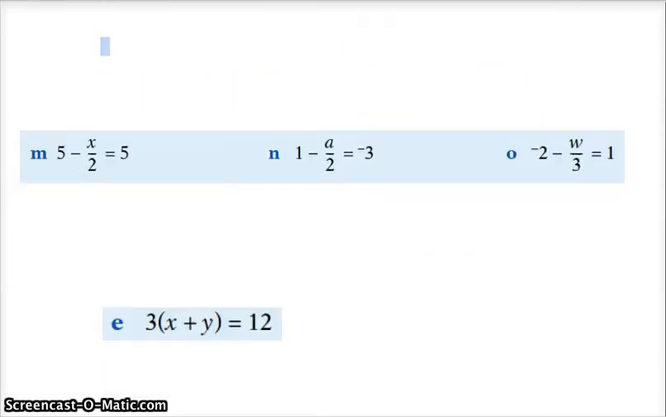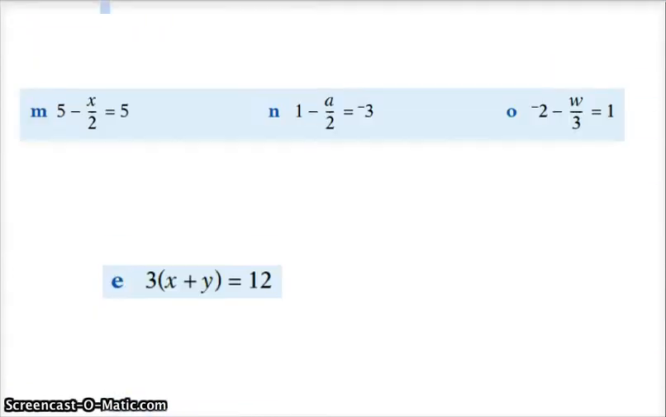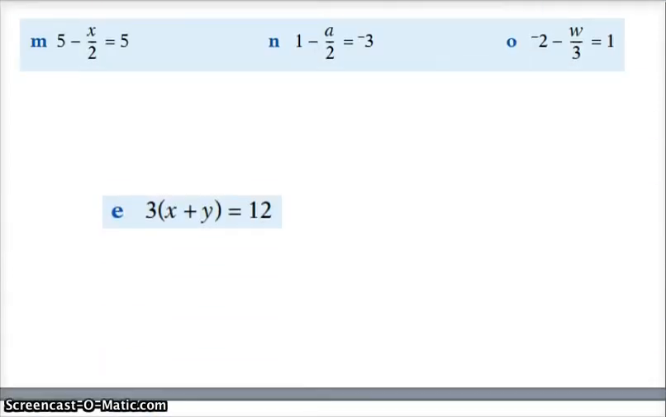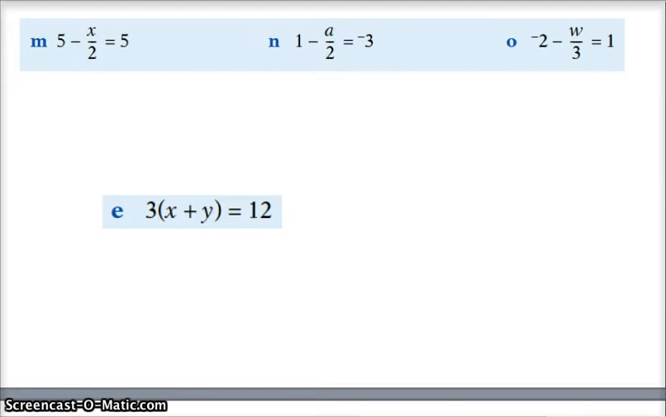So let's have a look at, we won't do all of these because I want to leave some of them for you to try for homework. So let's have a look at some of these. Okay, I'll let you do question M yourself. Let's have a look at question N.